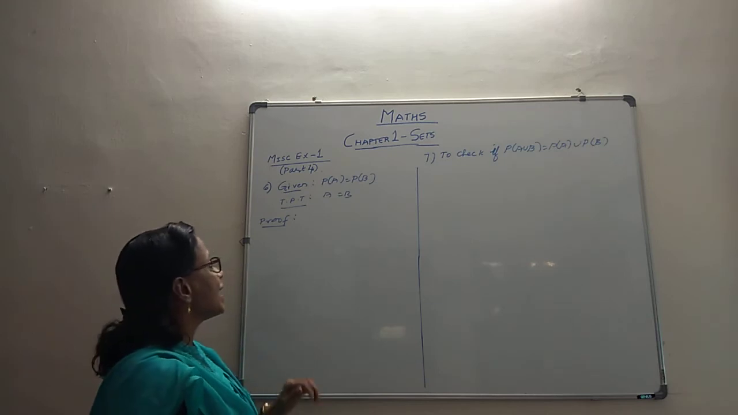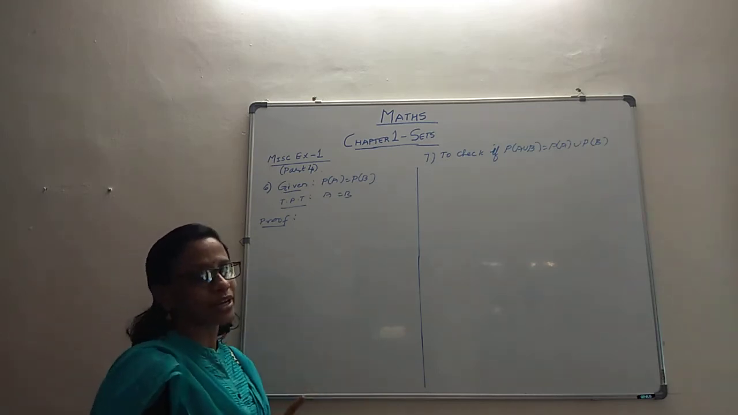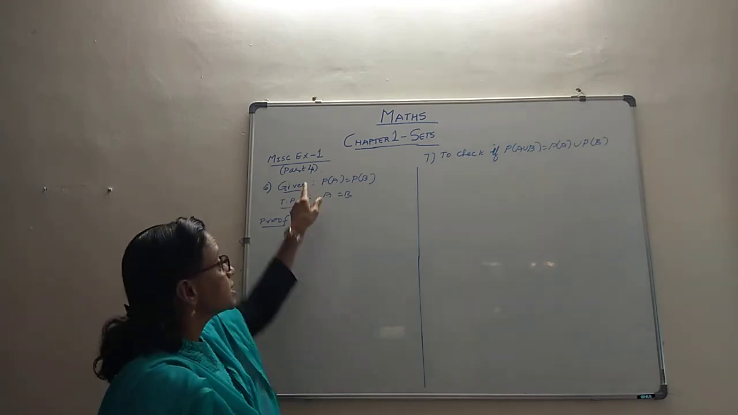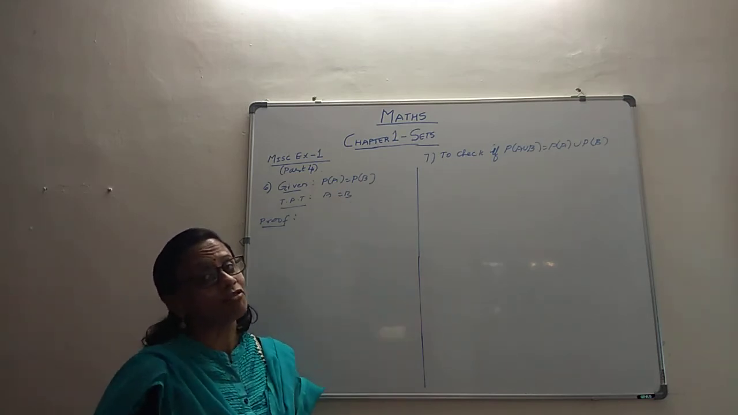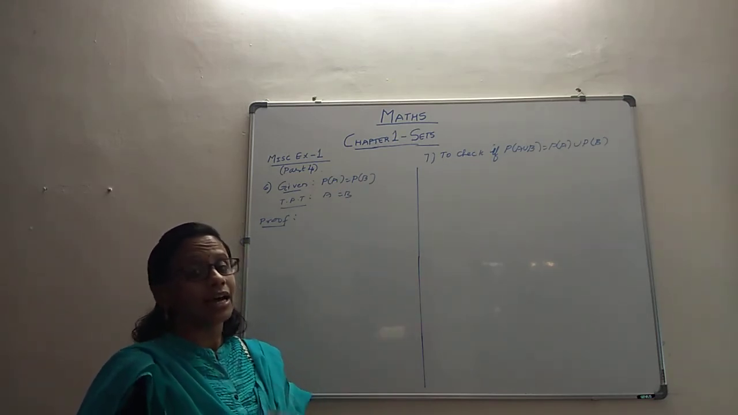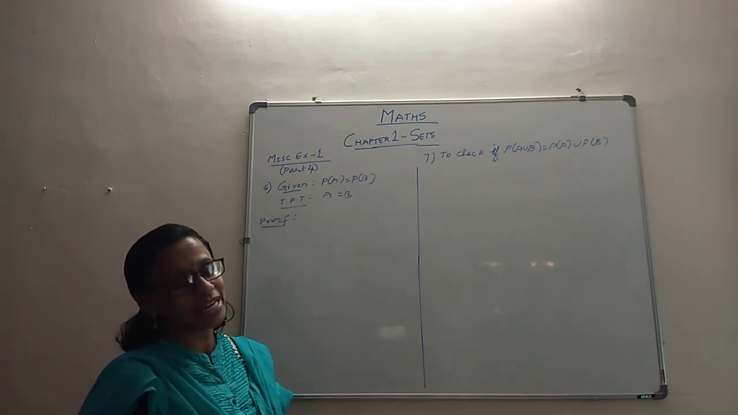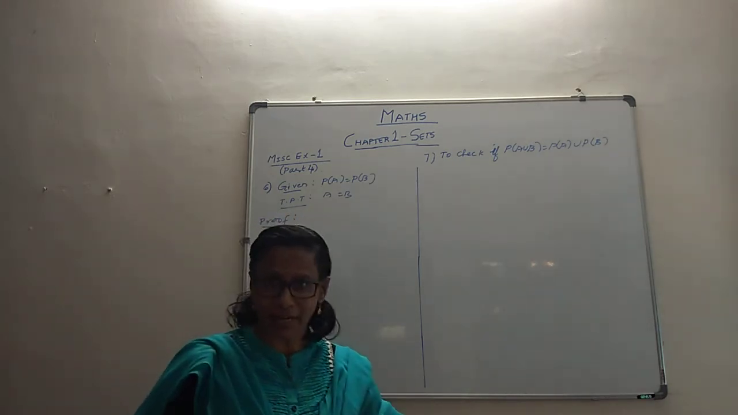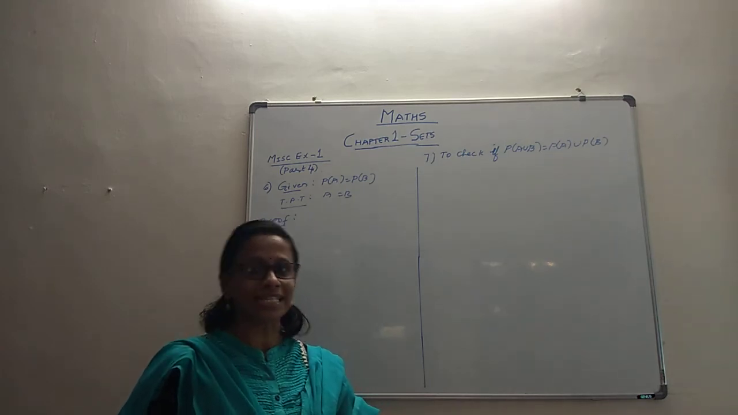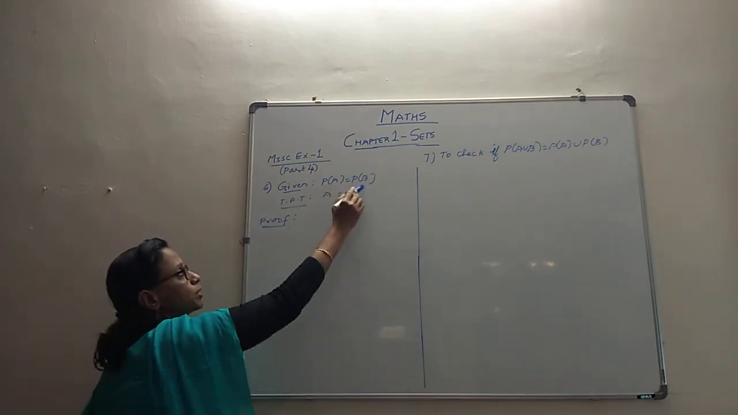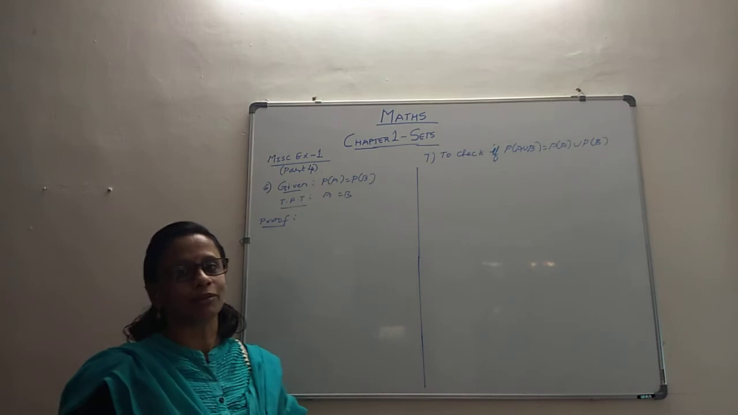Right. Now the question that is given over here is that they give us power set of A equal to power set of B. They are equal. And they ask us to show that A equal to B. When the power sets of two sets are equal, you are supposed to show that the sets are equal. That means P of A equal to P of B is given. Show that A equal to B.